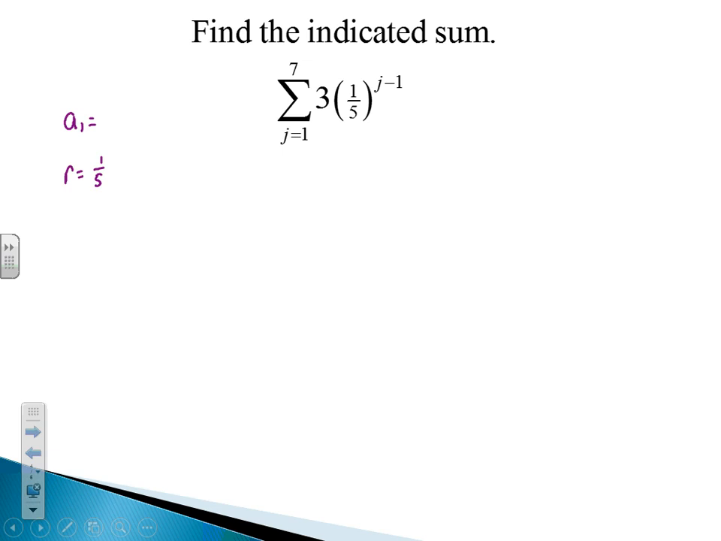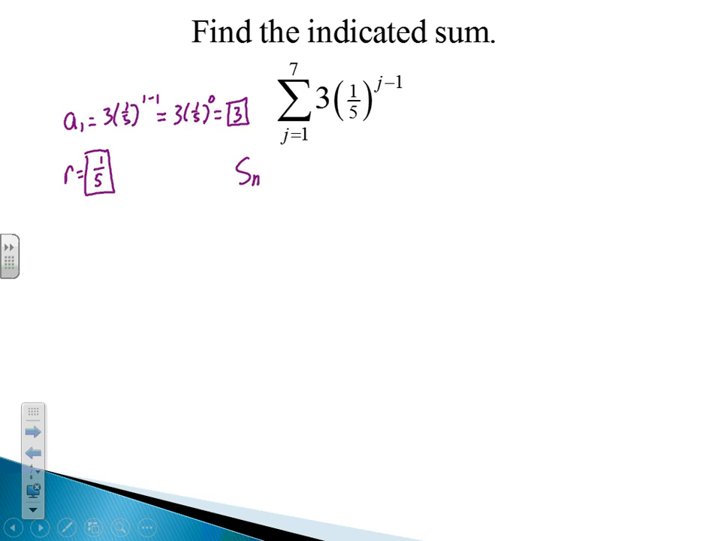So I'm going to say a sub 1 is equal to 3 times 1/5 raised to the 1 minus 1 power. We're going to figure out, when j is 1, what is my first output number? So here we'll get 3 times 1/5 to the power of 1 minus 1, which in the exponent position is 0. Anything raised to the 0 power is 1. So 3 times 1 is just 3. So there are the 2 things that I need to figure out my sum.